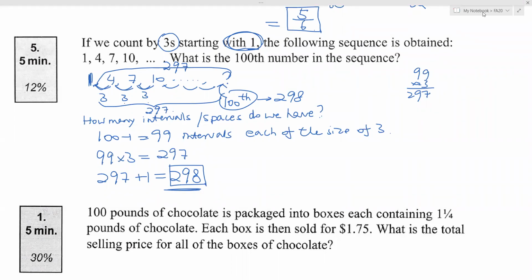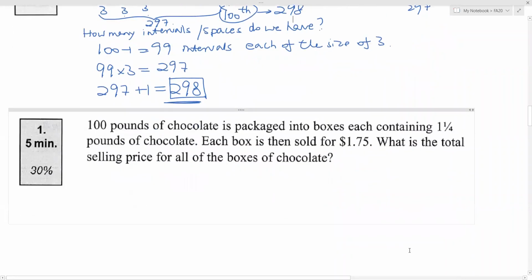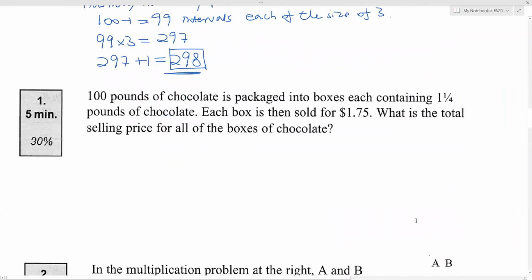Now we're moving on to the second page. Let's see. Yeah, so this is your Olympiad 4. And this first question, there's no trick. It's basically a calculation for fractions and decimal.